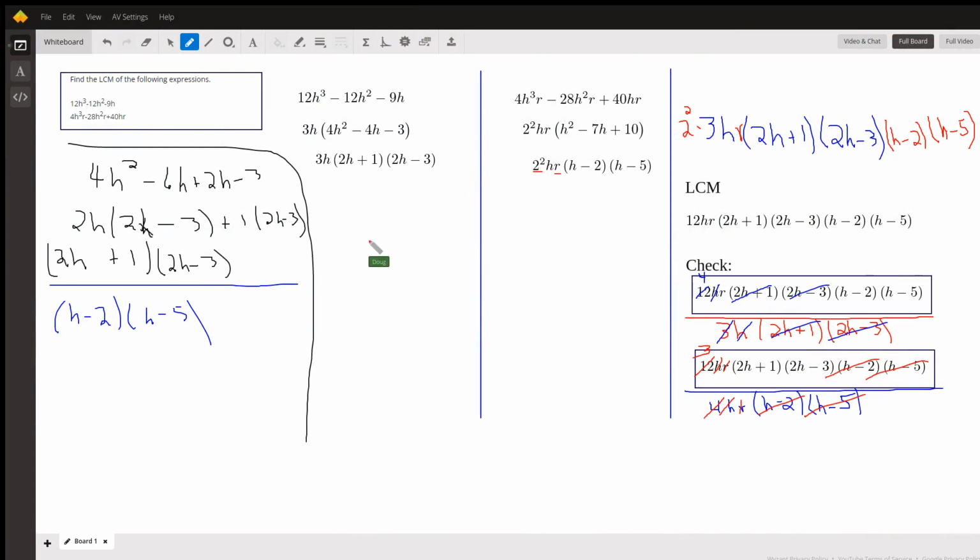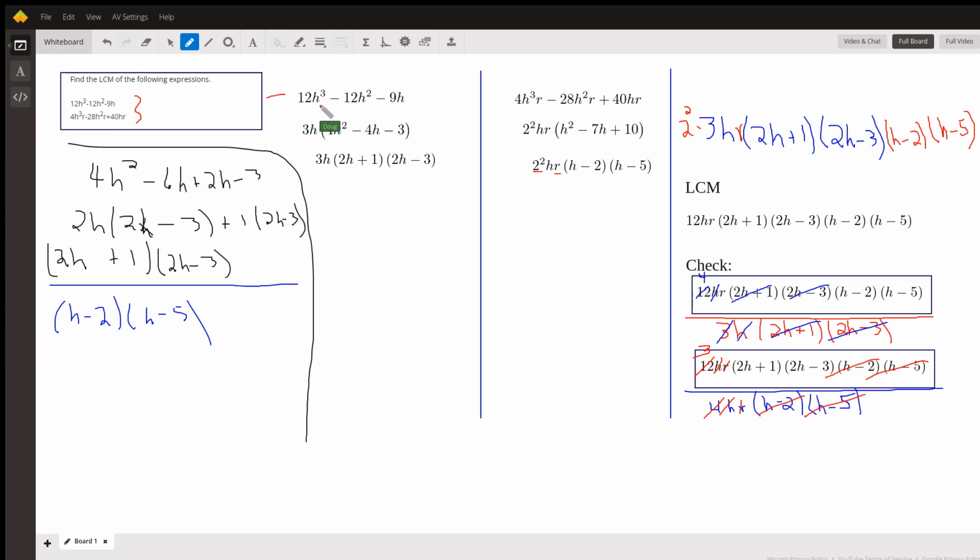Okay, when you need to get the LCM of fairly complicated looking algebraic expressions that are polynomials, the first thing you want to do is get the complete prime factorization of each of the polynomials. So here's the first one.